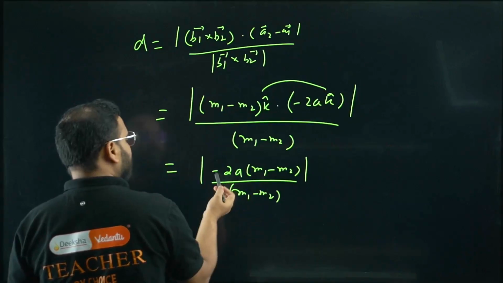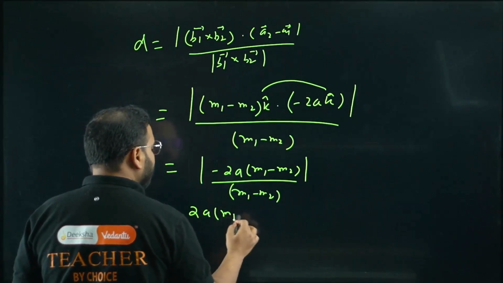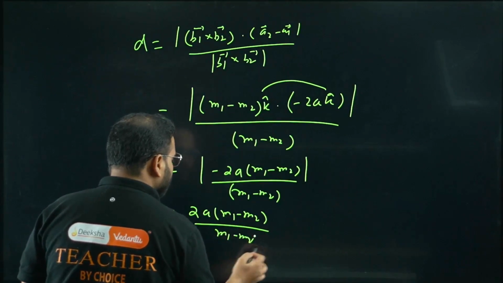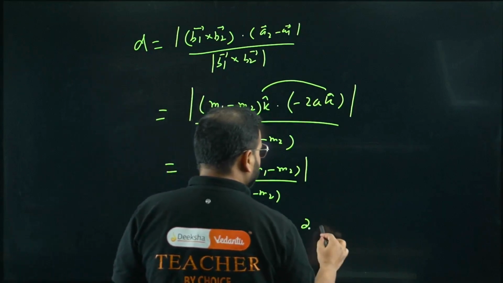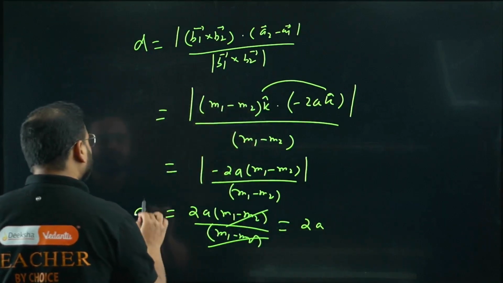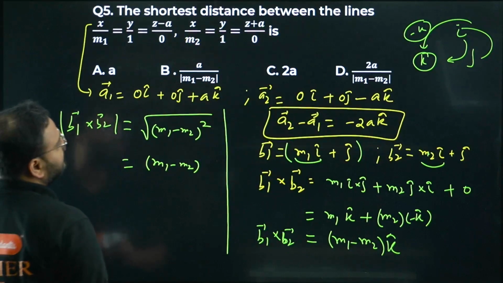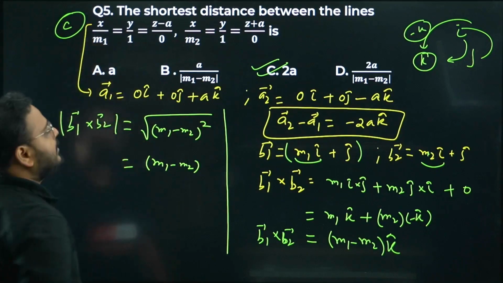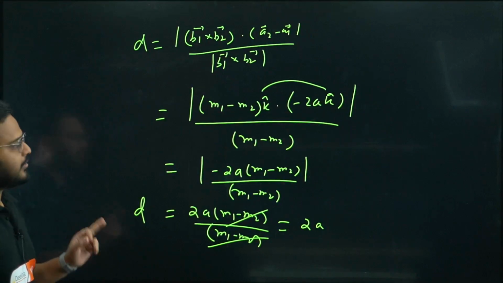If you apply the mod, this will make this minus positive. You're gonna get this as 2a m1 minus m2 upon m1 minus m2. Cancel this and this. What I get? Simply result as 2a, which is equal to nothing but my sought distance d. So answer is coming as option number C. Option number C. Please have a look. Is that clear? This is clear, right? Okay.